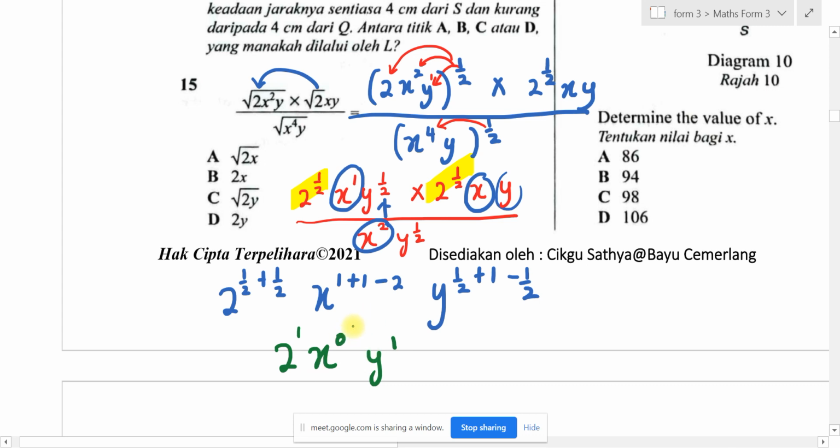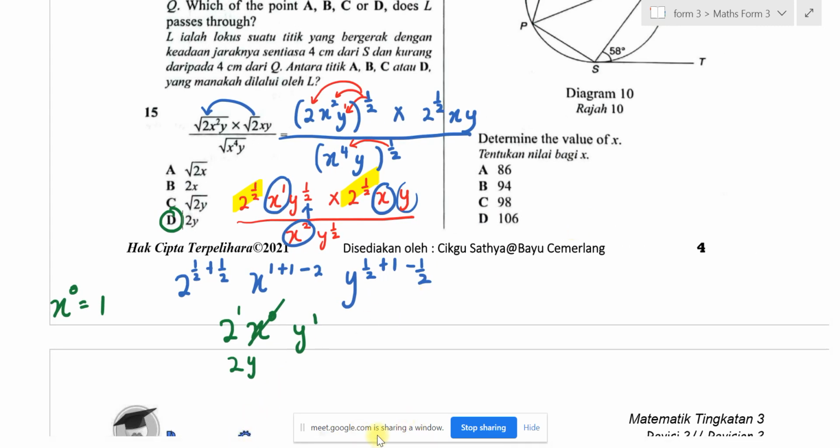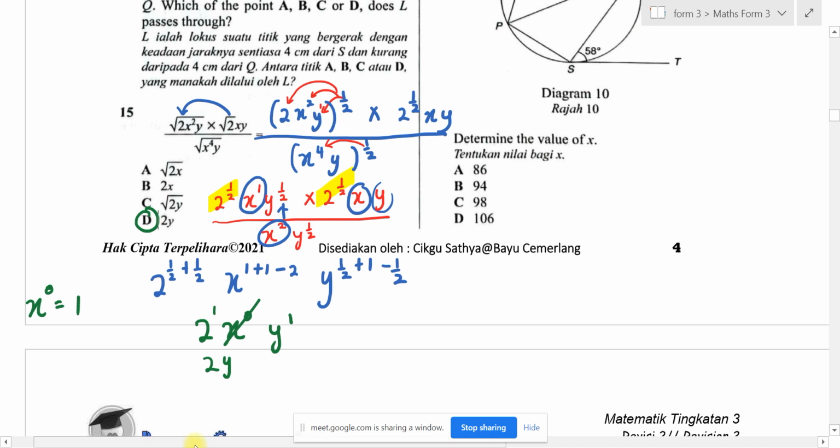So if you see properly, x power 0 is equal to 1. Anything power 0 is equal to 1. So 2 power 1 is 2. Y power 1 is y. So 2y is the answer. That's how you do that. Don't use the surd method. Surd method is most suitable when you go for your form 4, not now.